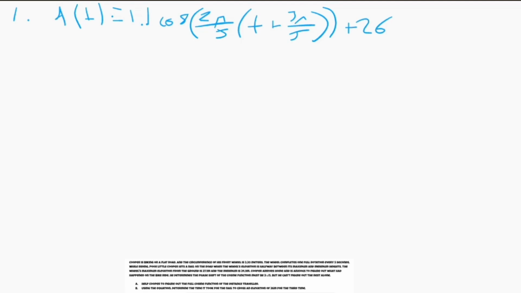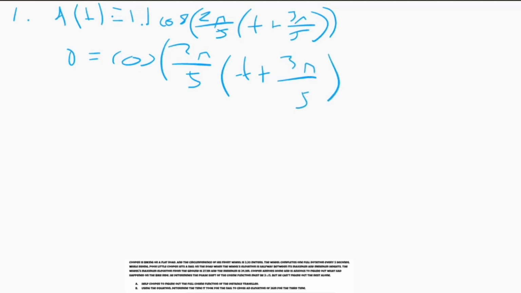Now we have to use the equation to determine the time it took for the nail to cross the elevation of 26 meters. So we start by putting in 26 as the distance. So it would be 26 equals this equation. Now we see there's a 26 on both sides. We can remove that by subtracting 26, and dividing by 1.1. So 0 would just be equal to cos of 2 pi over 5 times the desired time plus 3 pi over 5.